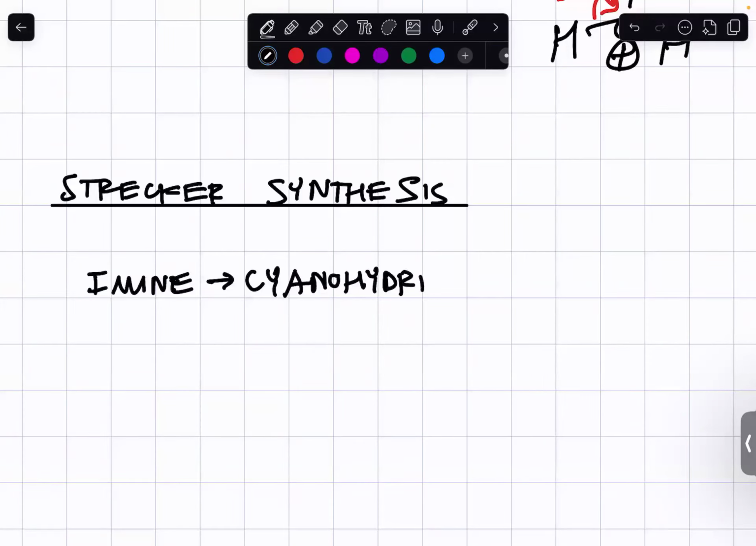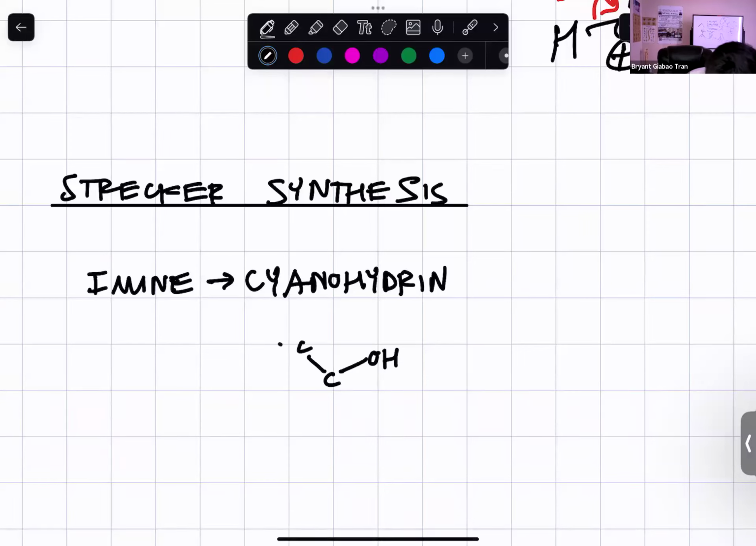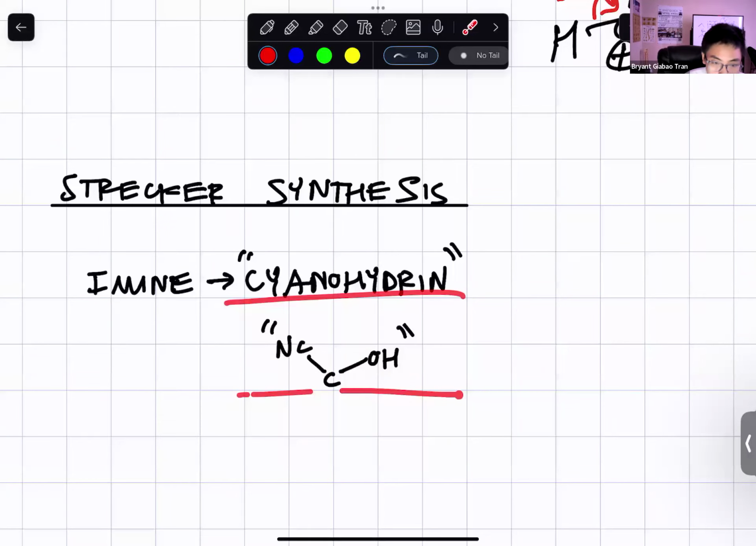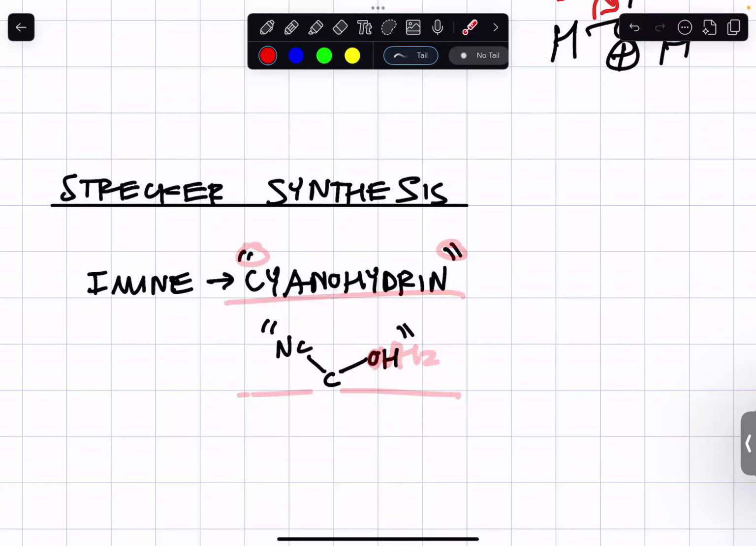What's a cyanohydrin? A cyanohydrin is when we have an alcohol and a nitrile attached to the same carbon, like this. So this carbon here is attached to a hydroxy group and a cyano group. Right. But I put it in quotation marks because this mechanism isn't really forming a cyanohydrin. It's forming a cyanoamine, because instead of the OH, we're going to have an NH2. So I'm going to put that in quotation marks right there.